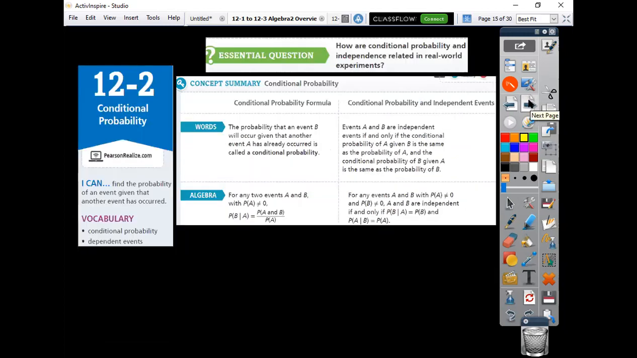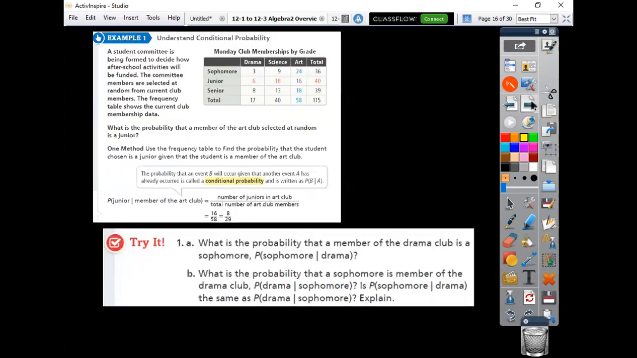The second lesson, conditional probability. Now this is like, how do you calculate a probability? And the biggest thing I want you to get here is kind of the notation. So if you're looking at this notation, what's the probability of you having a sophomore given, or if you know they're in drama. So if you come back up here to this table, we know they're in drama, so we're only looking at this column. And then the probability of a sophomore, so it's 3 out of the total in drama, 17.